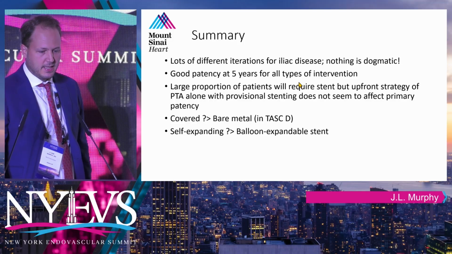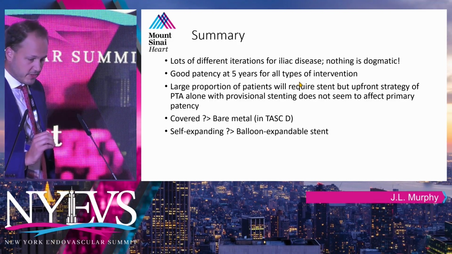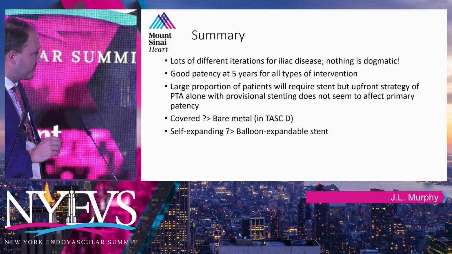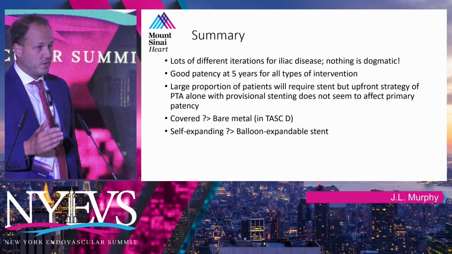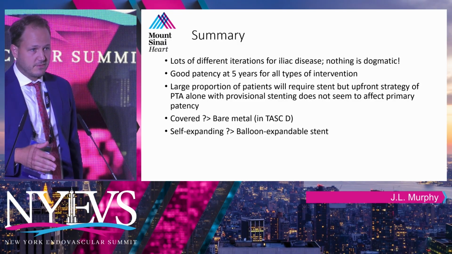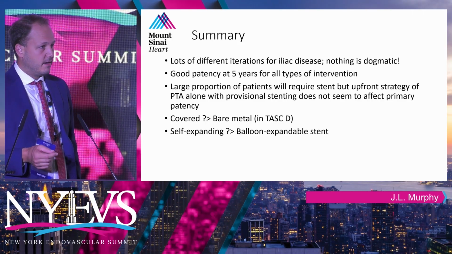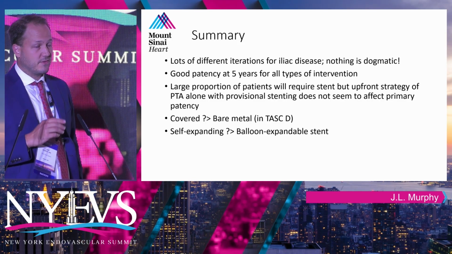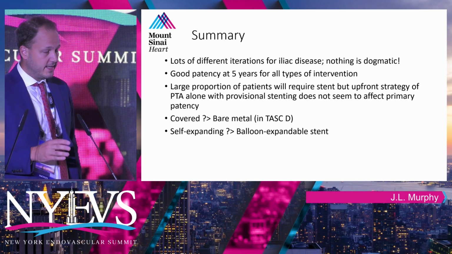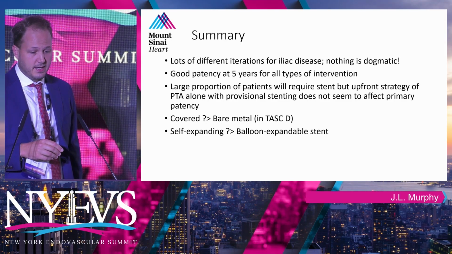So in summary, and we're almost not going over time, there are a lot of different options for iliac disease. There's nothing dogmatic in this space. We can feel good that there's good 5-year patency for all types of interventions. A large proportion of patients will require a stent, but as far as we know, you're not going to take a hit if you do an upfront strategy of PTA.